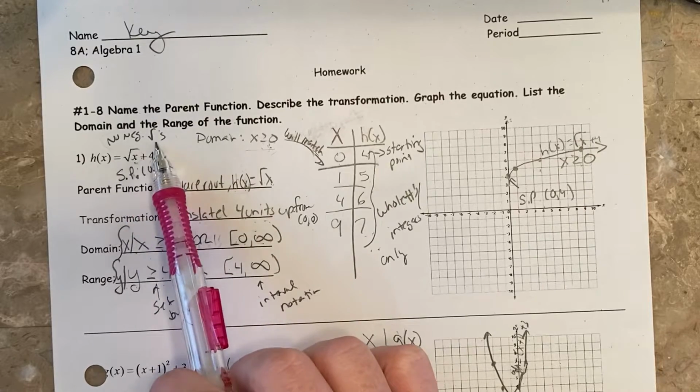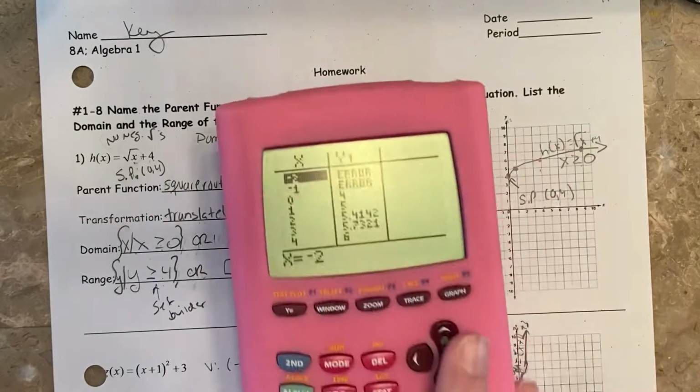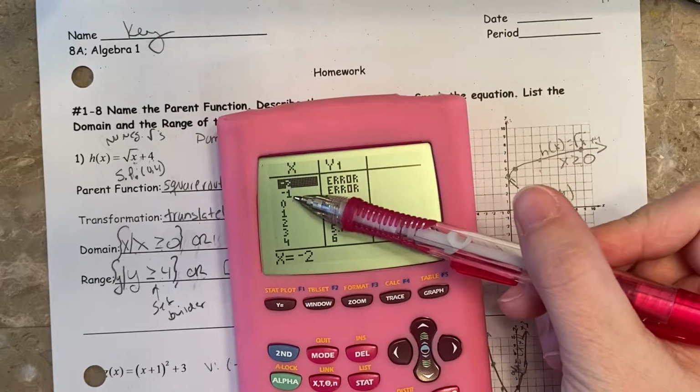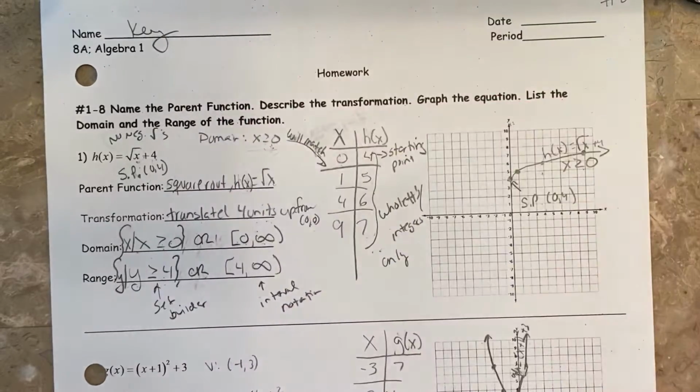Okay, so the first one you had to graph is square roots. Remember, there are no negative radicands. So that is why you see when you go into the calculator, sometimes you have error. And the error is for numbers that you do not want to include in your table because you cannot take the square root of a negative number.